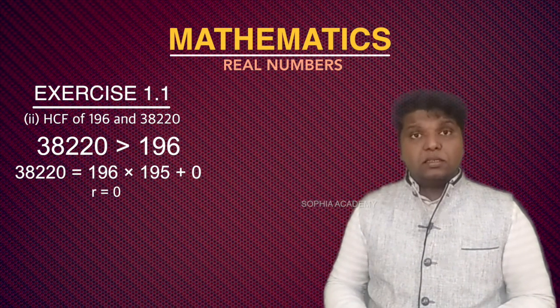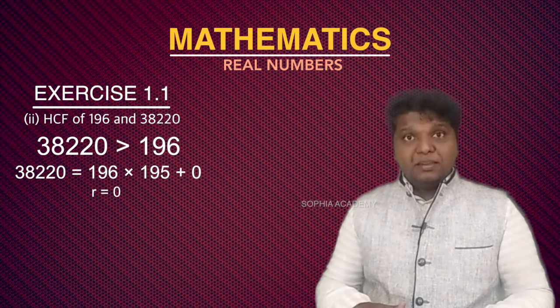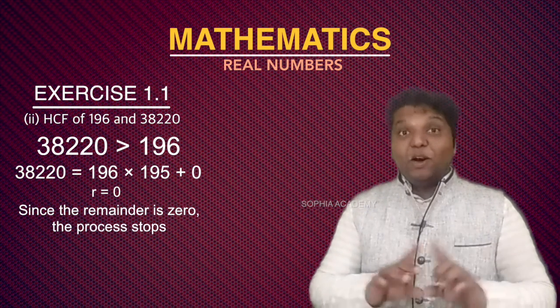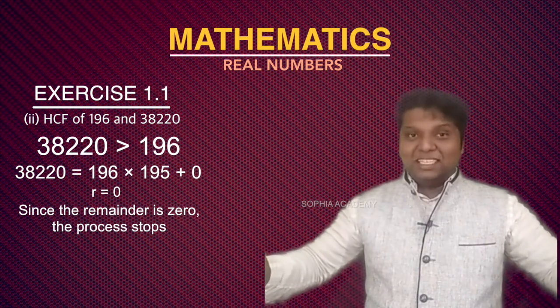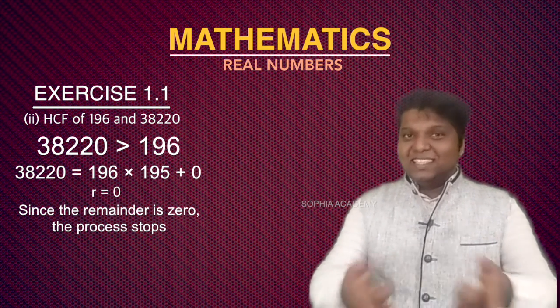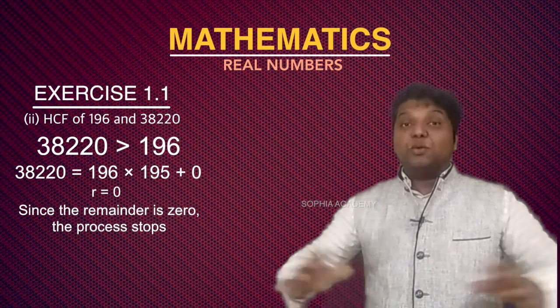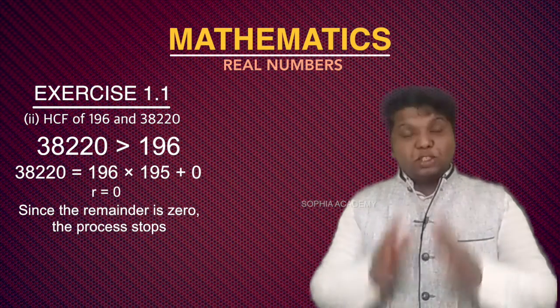So when you got the remainder as 0, do you want to go to the next step? No need, right? You will stop it there. Don't be amazed when you get the answer in the very first step. Sometimes it happens like that. In this question, it happened. So here, we got 0 as the remainder, so there is no need to go further ahead. We will stop right there.